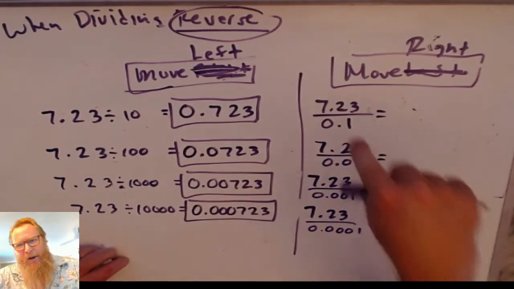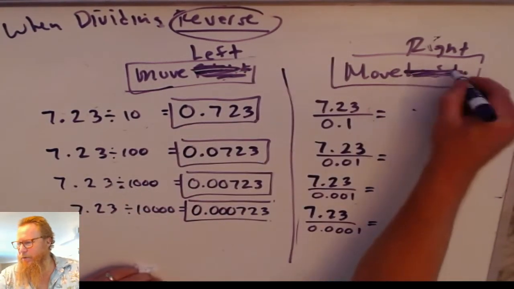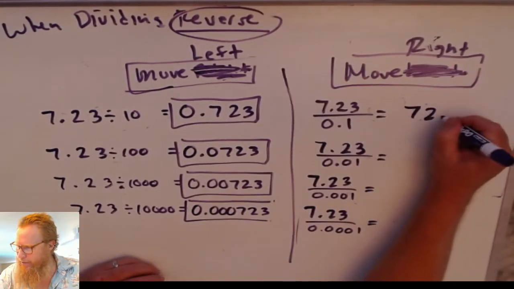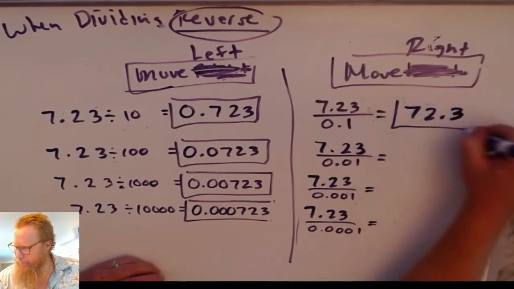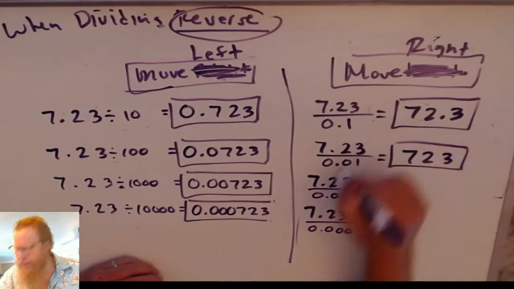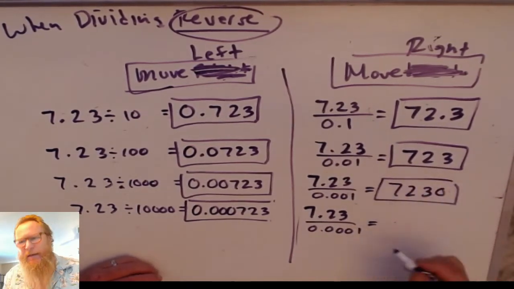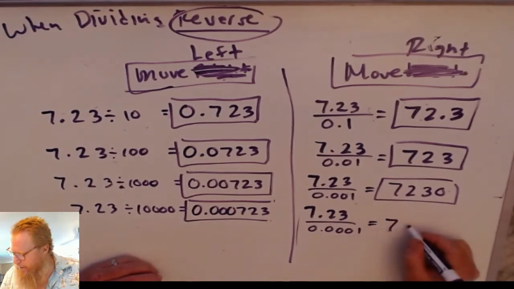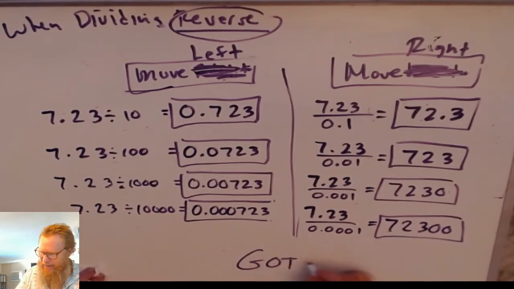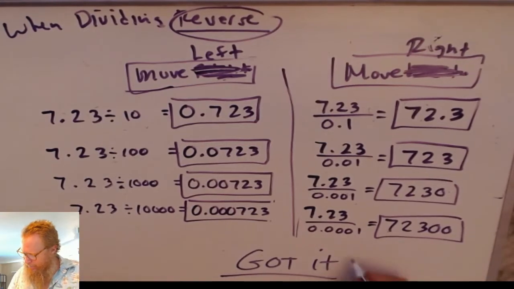And so now I'm going to take all of these decimals here, 7.23, and I'm going to move all of the decimals to the right. So that will become 72.3. This one will become 723. This one will become 7,230. And finally, this one will be 72,300. All right. So, got it?